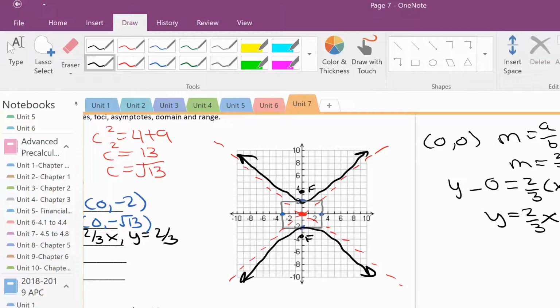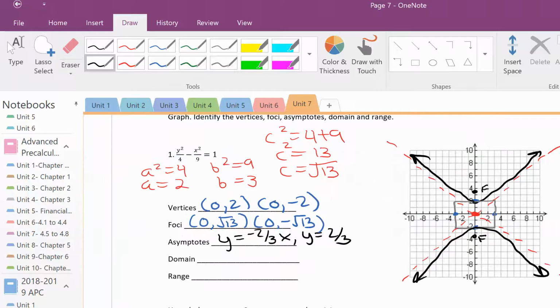So now, when it's a vertical hyperbola, the domain is all real numbers, and the range is negative infinity to the first vertex, which is -2, and from 2 to infinity. That is the range.